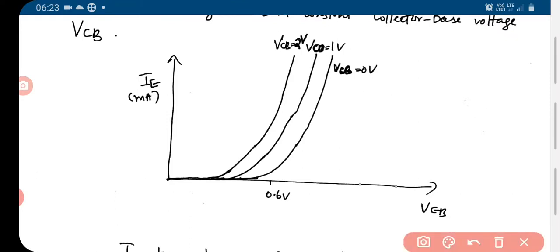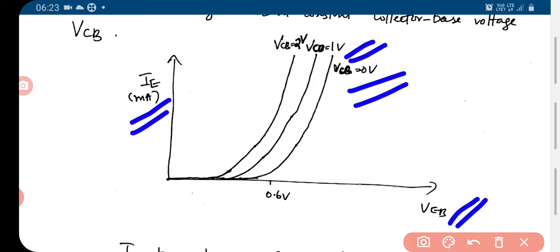So we can see the graphs. Here we have taken VEB on the x-axis, the voltage in the input circuit, and IE, the current in the input circuit, is taken along the y-axis. And we draw the curves at VCB 0 volt, then output voltage 1 volt, then output voltage VCB 2 volt. For these three voltages, we draw the relation between VEB and IE.